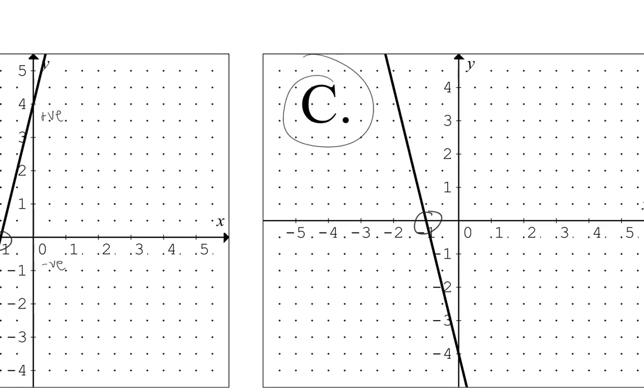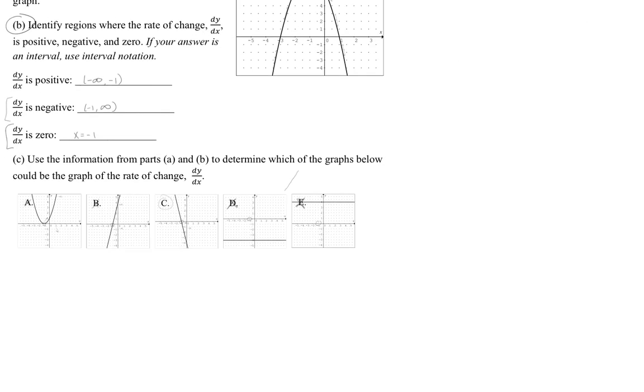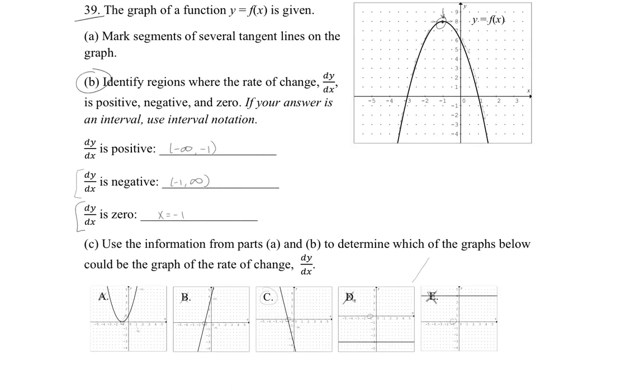That just leaves C, but just to be safe, we want to look at, if I go to the right here, it is indeed negative, so we're good. We know that C is the rate of change. And we're perfect. Awesome.